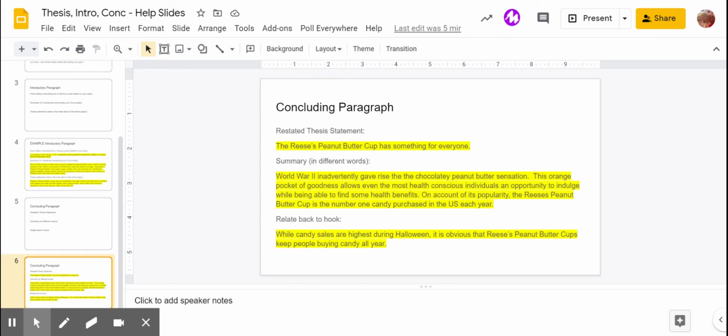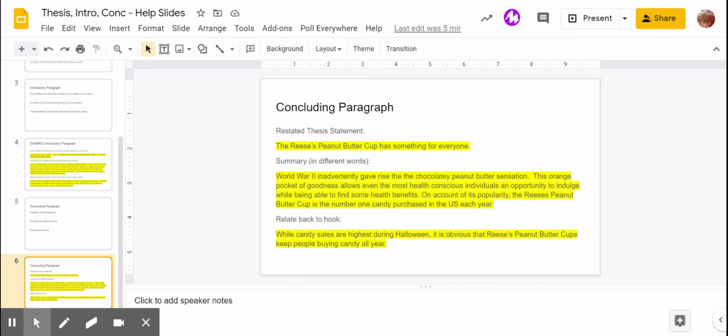So here's my restated thesis statement. The Reese's Peanut Butter Cup has something for everyone. And I felt like it was just short and to the point. And then here's my summary. World War II inadvertently gave rise to the chocolatey peanut butter sensation. This orange pocket of goodness allows even the most health-conscious individuals an opportunity to indulge while being able to find some health benefits. On account of its popularity, the Reese's Peanut Butter Cup is the #1 candy purchased each year in the U.S.